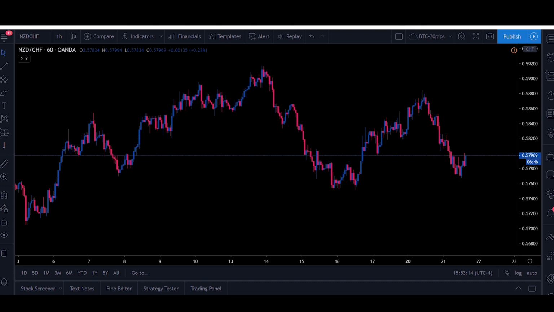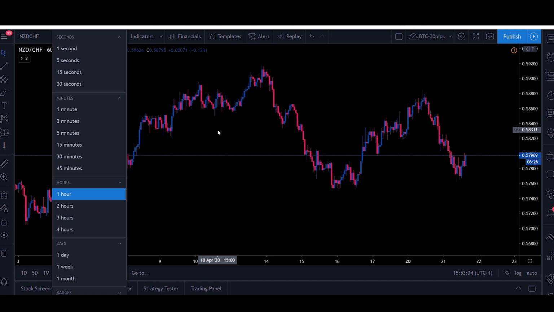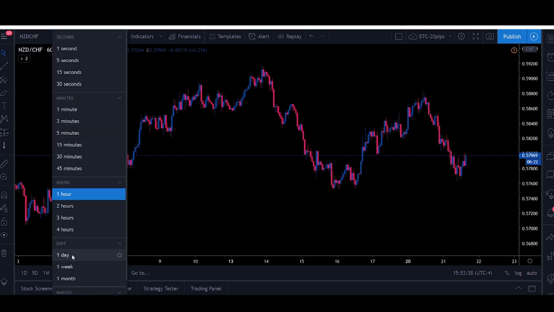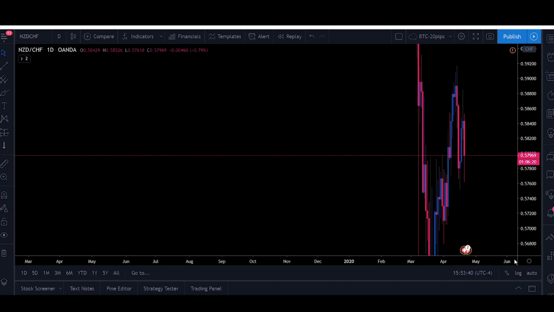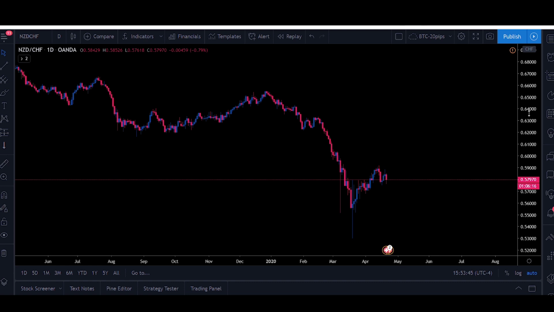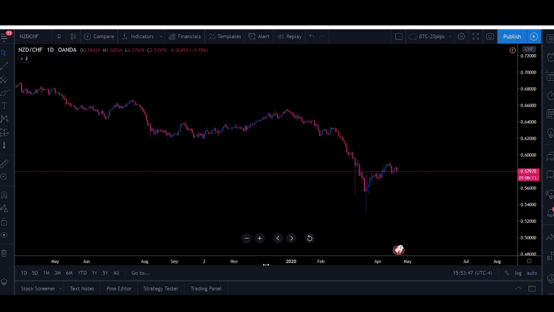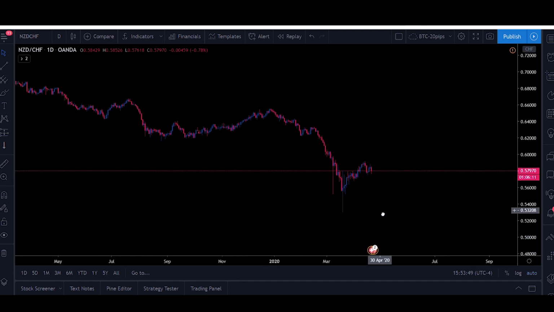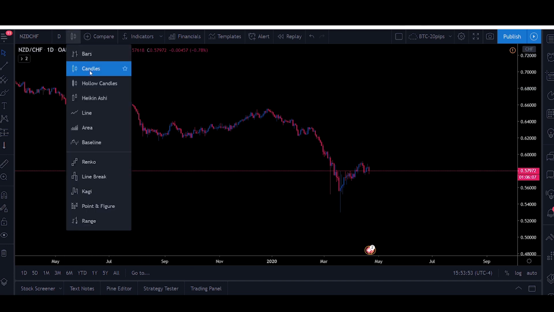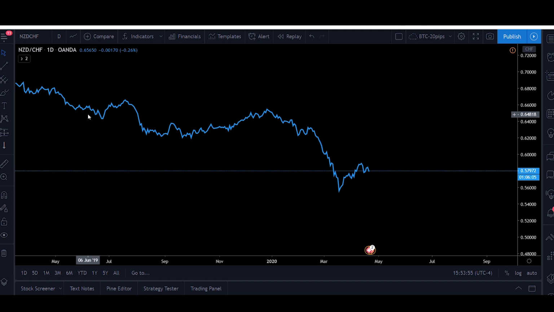I'm on the 1 hour chart, and basically what that means is every candle on here represents 1 hour. So we're going to go to the daily. You're going to click right here where it says 1 hour, and then you are going to click 1 day. Click auto. And then fix your screen. You're going to go where you see these little candles, and then you are going to switch this to the line chart.